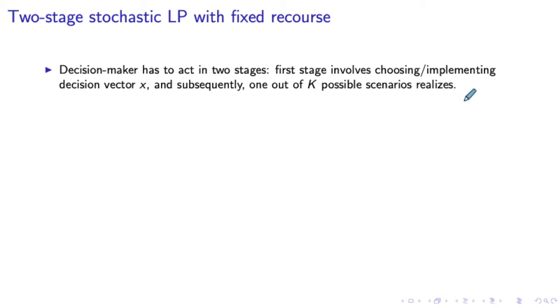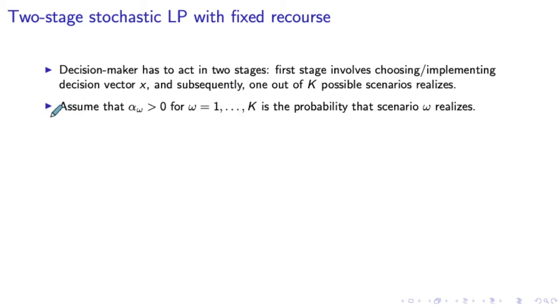So we saw in the farming example that the first stage decision was to determine how many acres of land to allocate for different crops. And then once that decision was made, we had to wait and see which of the three weather scenarios will materialize. So we assume that the probability of scenario omega is given by alpha omega, and that probability is positive. As an example, in our farming model, we assumed that each of the three scenarios was equally probable, so all three alpha omegas were equal to 1/3.